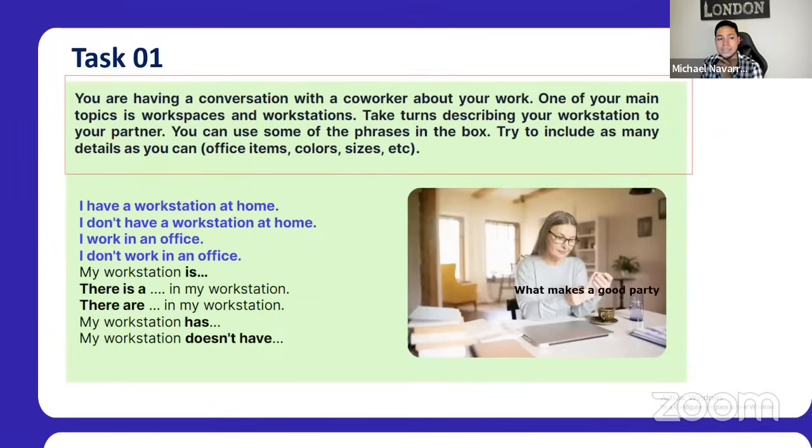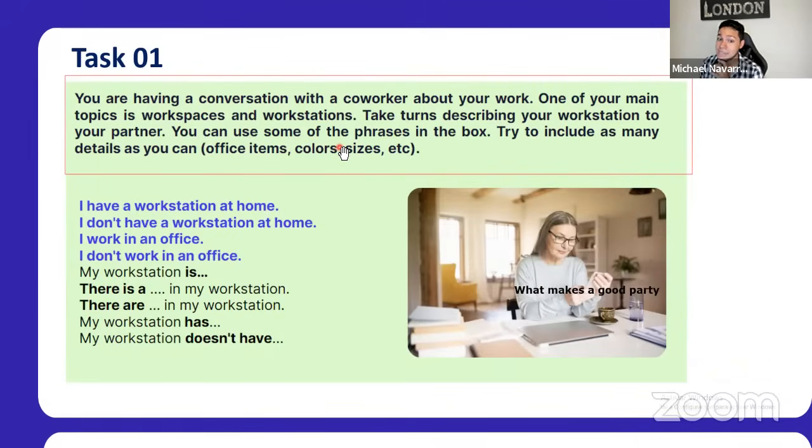Okay, let me highlight it. You're having a conversation with a coworker about your work. One of your main topics is workspaces and workstations. Take turns describing your workstation to your partner. You can use some of the phrases in the box.